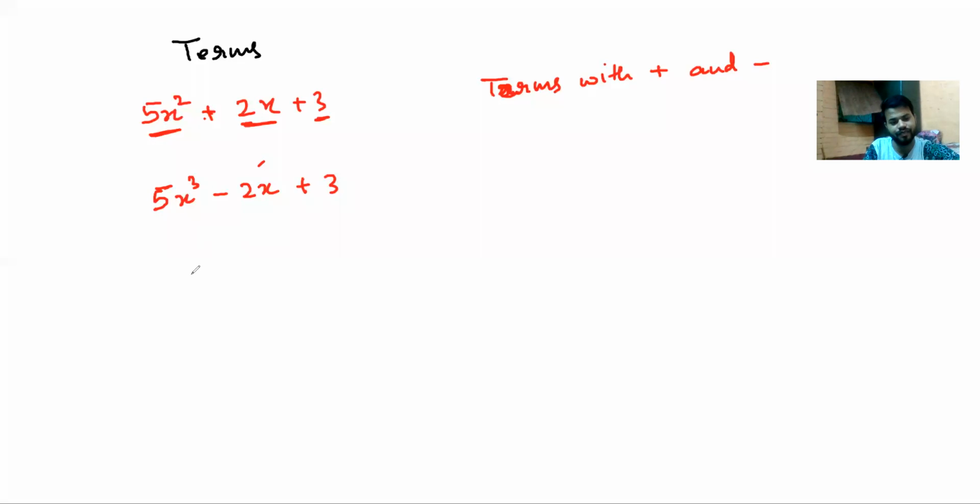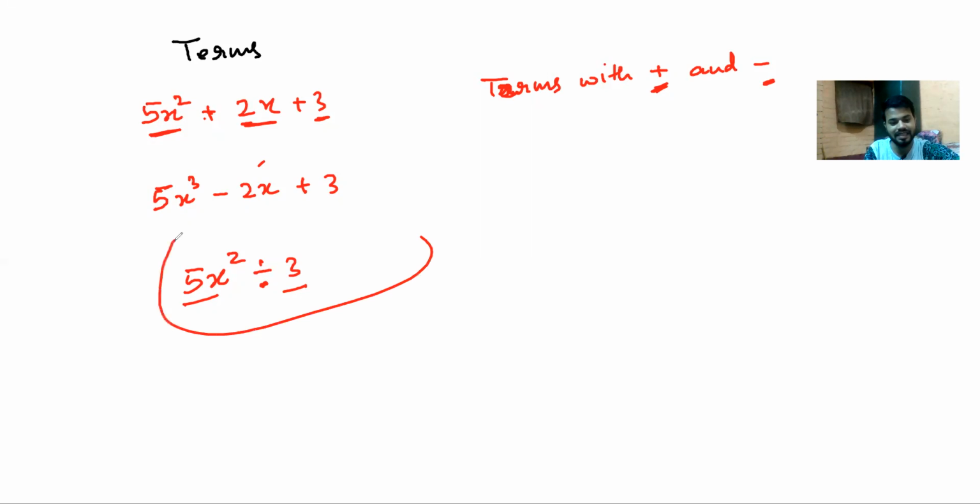Now students, if I ask you how many terms are there in this polynomial, some people will say there are 2 terms, 1 and 2, but actually there is only 1 term. Why? Because I have told you we can differentiate the terms with plus and minus sign only. Now here you are having division sign. So division sign does not separate 2 terms. So basically this is 1 term.